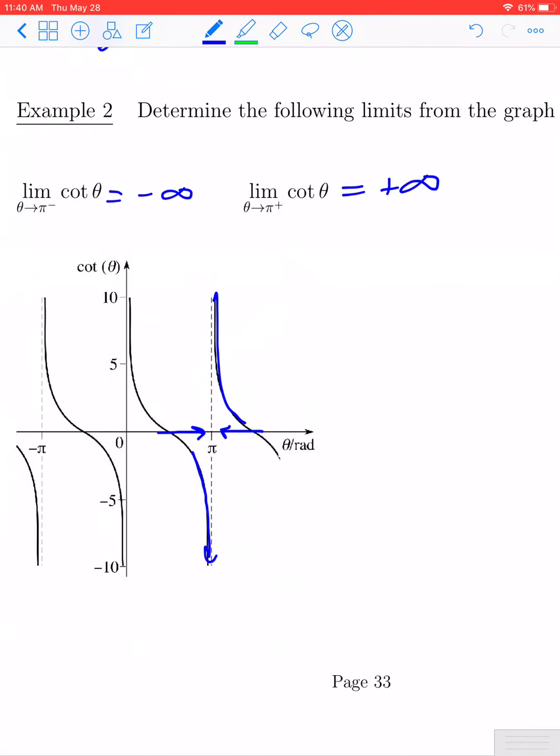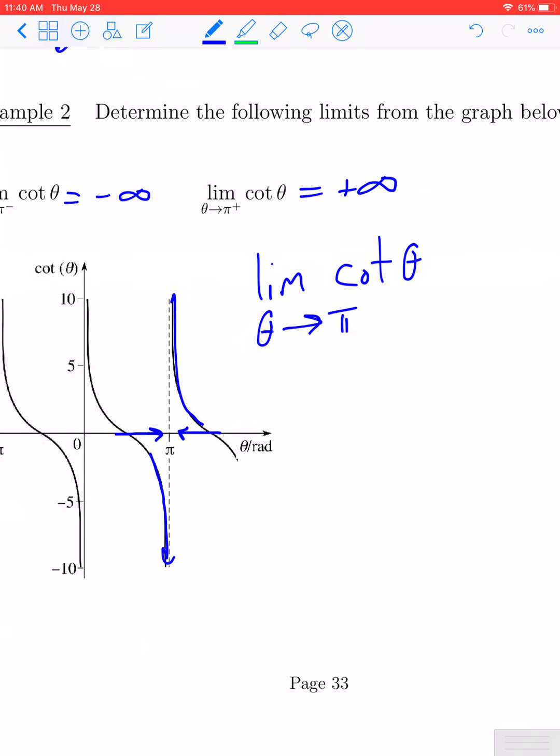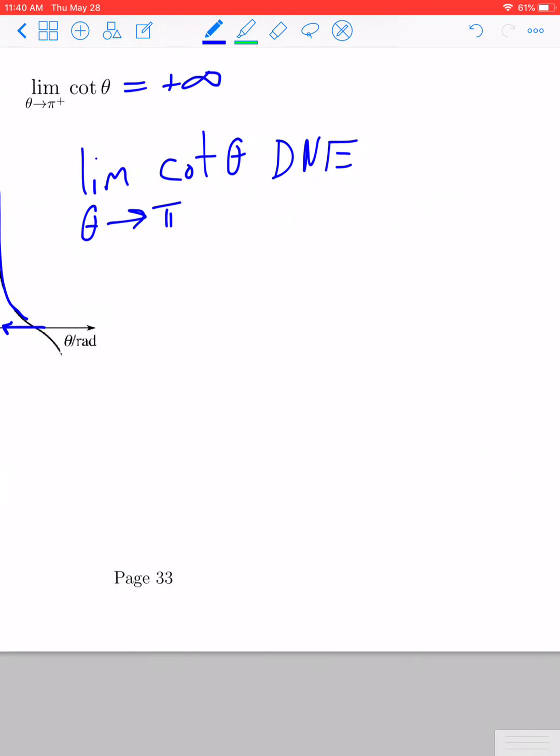If you're curious as to what this would mean, let's say the limit as theta approaches pi of the cotangent. Well, again, technically that limit does not exist because we have different one-sided limits. On one hand, it's going to negative infinity from the left. It's going to positive infinity from the right as we approach pi.